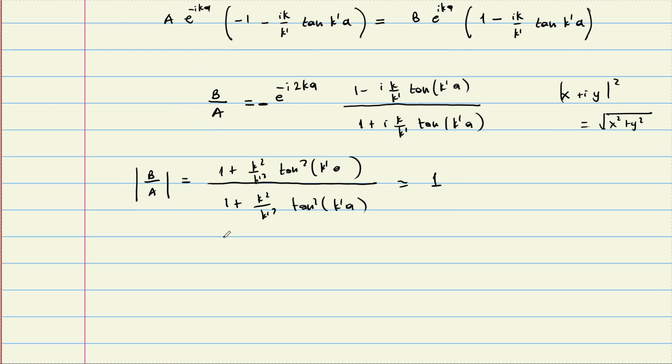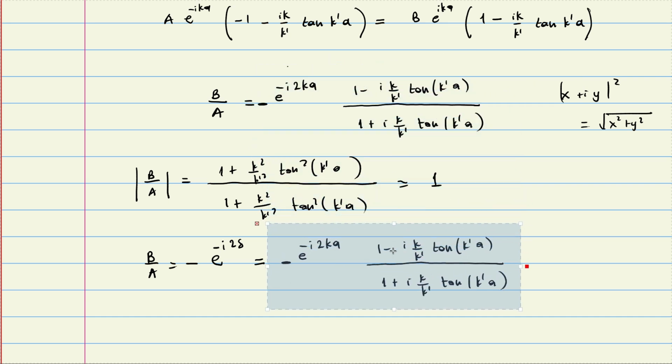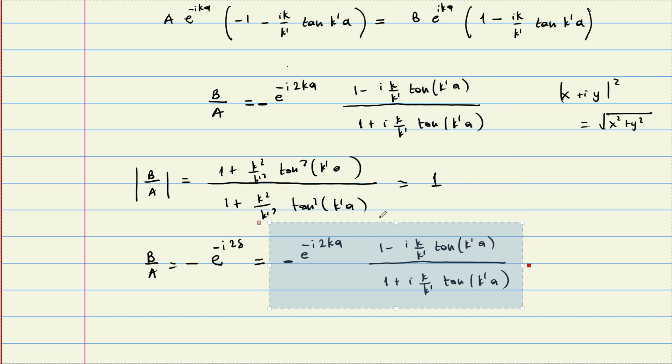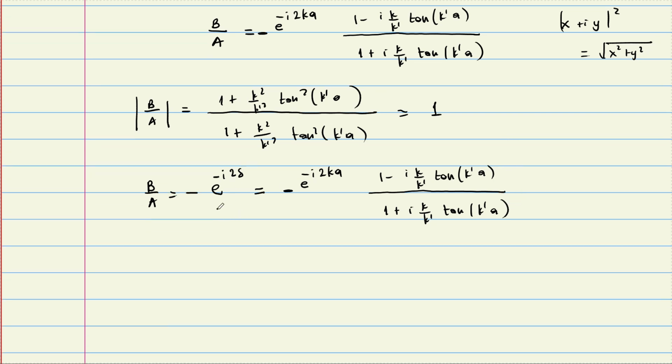If this entire thing has modulus 1, we can write B over A as a phase, and the phase I gave you is something like e to the minus i 2 delta, and this should be equal to this entire thing. But I know this is a number of unit magnitude, right? Then I can just write this 2 delta is equal to, okay, the minuses cancel.